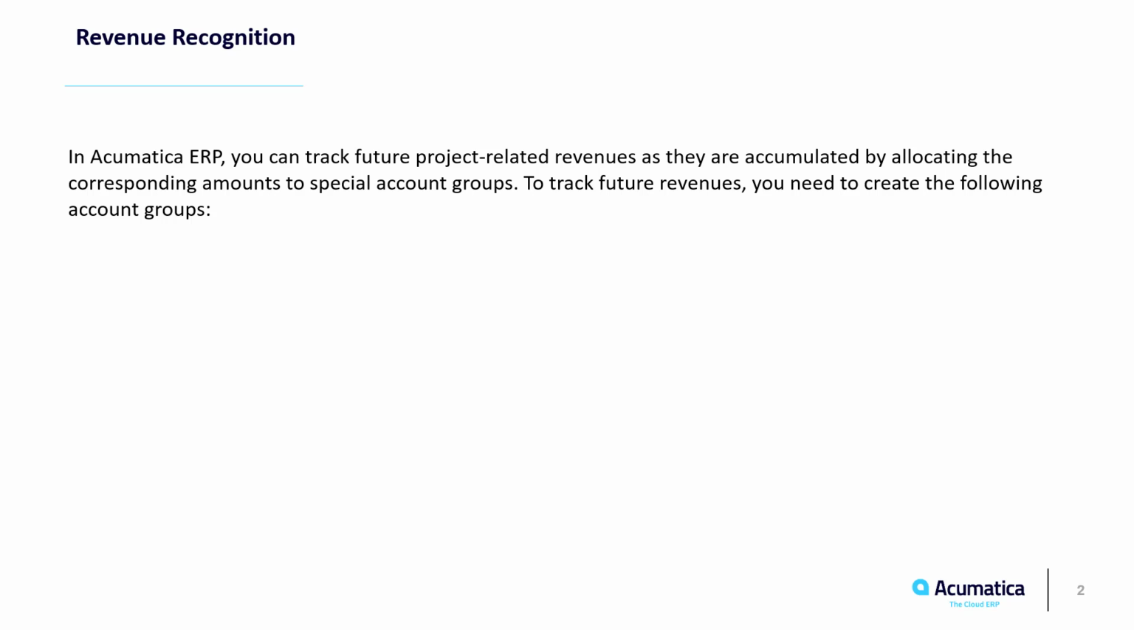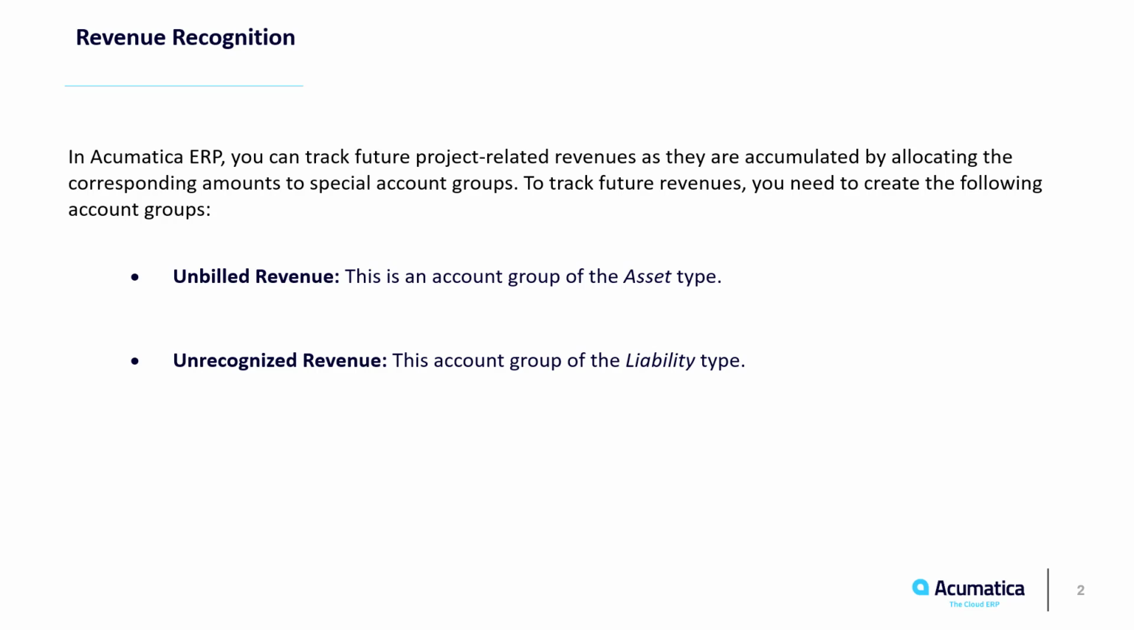In Acumatica ERP, you can track future project-related revenues as they are accumulated by allocating the corresponding amounts to special account groups. To track future revenues, you need to create two new account groups. Unbilled revenue, this is an account group of the asset type. Unrecognized revenue, this account group is of the liability type.